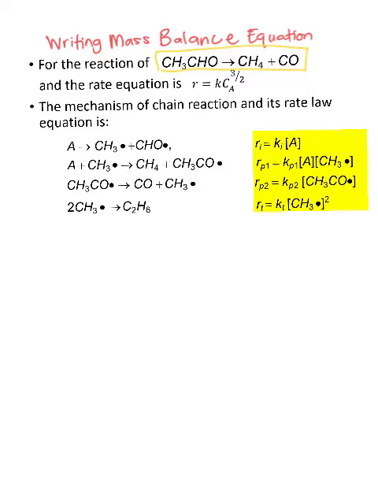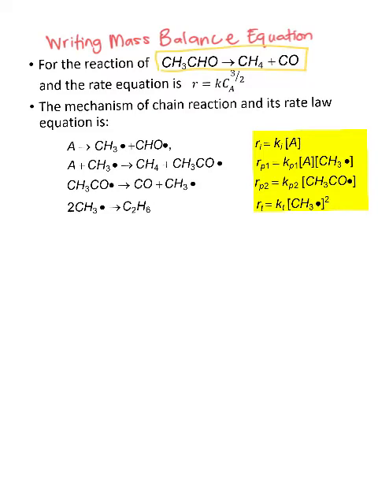3 over 2. Okay, if you look at the rate law equation, it is not an elementary equation. Based on the stoichiometric equation given, the rate relation is not elementary, because the power of CA is 3 over 2. Okay, then next, the mechanism of chain reaction and its rate law equation is given as the following 4 steps.